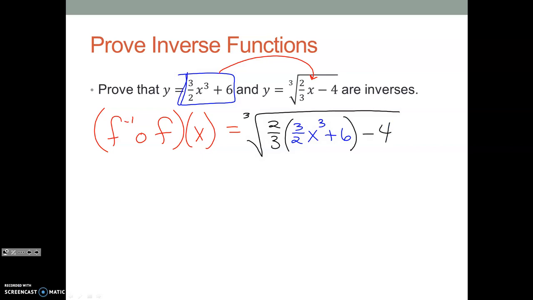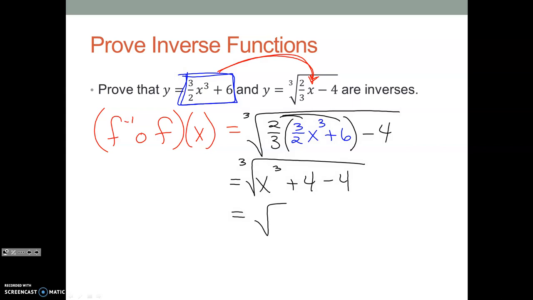So again, I plug this whole thing into my x there. Okay, so again, go through and simplify. First thing I need to do is distribute. Okay, so 2/3 times 3 halves, that's gone. It's just an x cubed. 2/3 times 6, that would be 2 times 6 is 12, and divided by 3 is 4, so that's a positive 4 minus 4. And again, all that is still underneath the cubed root. A positive 4 and a negative 4, those would cancel. So I'm left with the cubed root of x cubed.